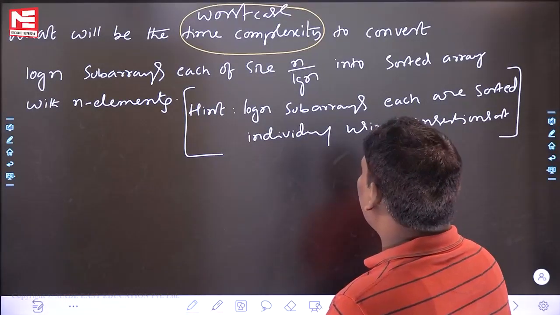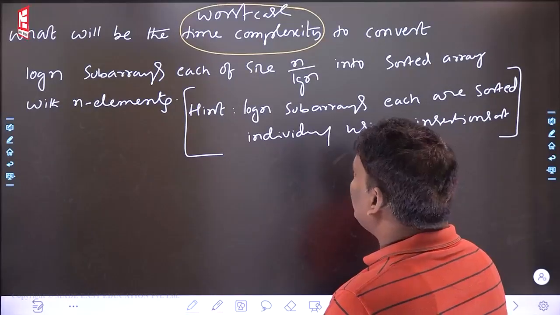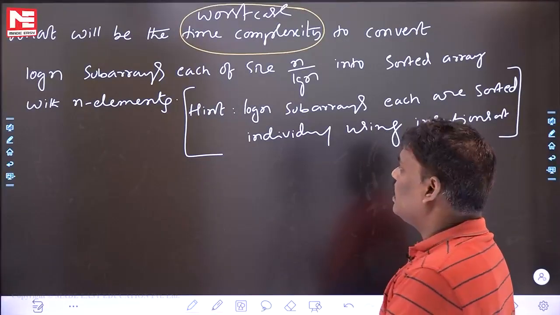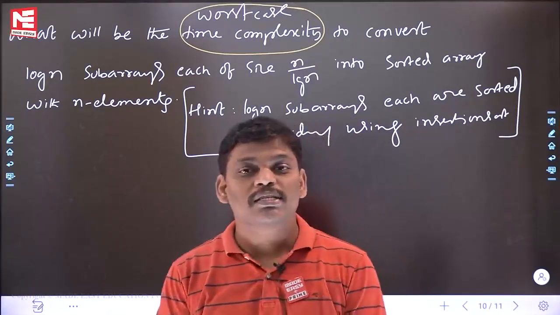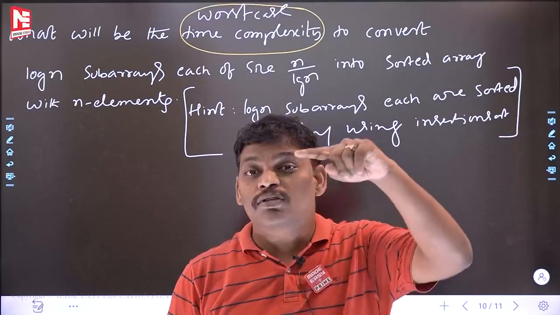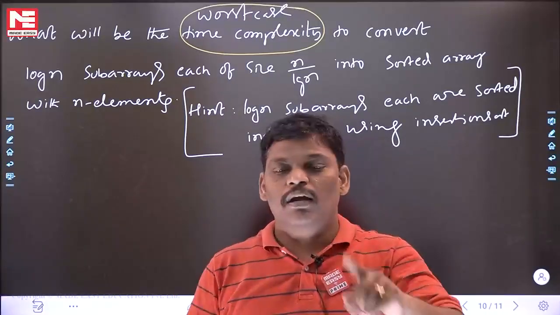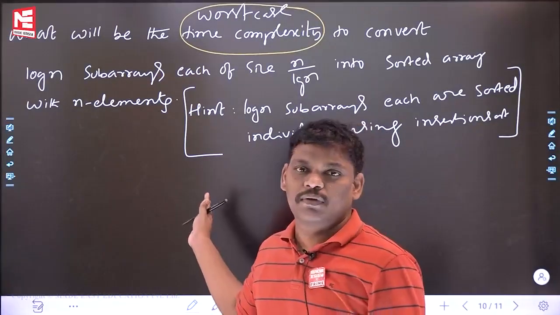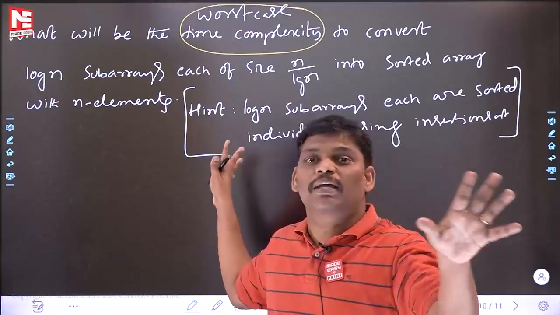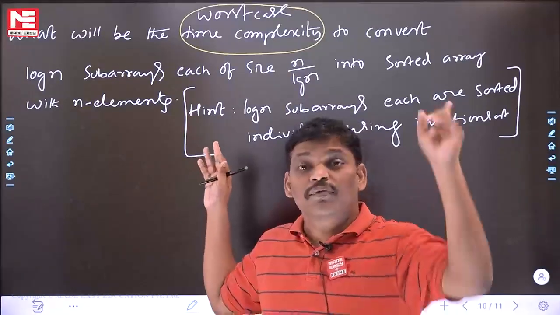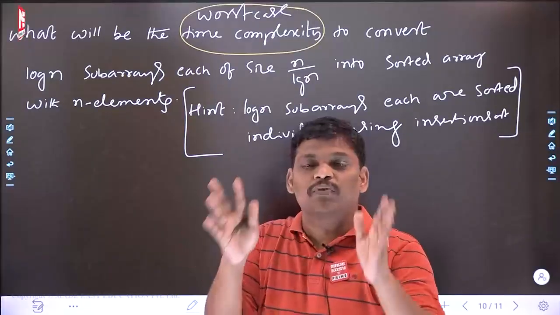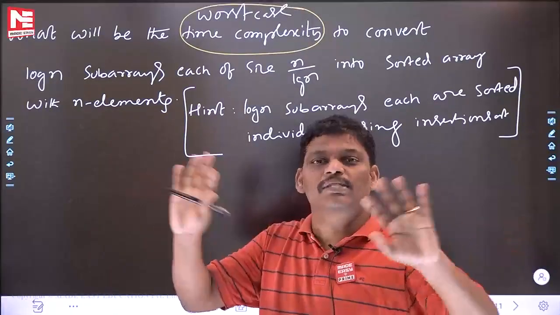Let's check here. Repeat again: what will be the worst case time complexity to convert log n subarrays, each of size n by log n, into a sorted array with n elements? This problem looks the same as the first problem, but in the first problem there were log n sorted subarrays, whereas here the log n subarrays are not sorted. Please be careful, this is the difference. Everything else is the same.